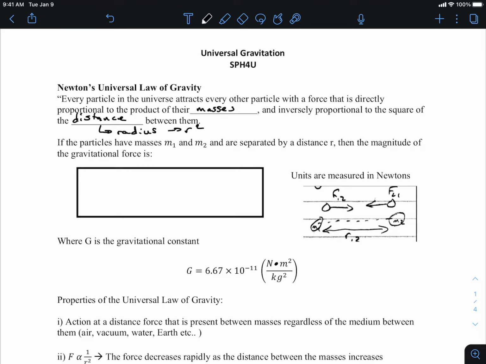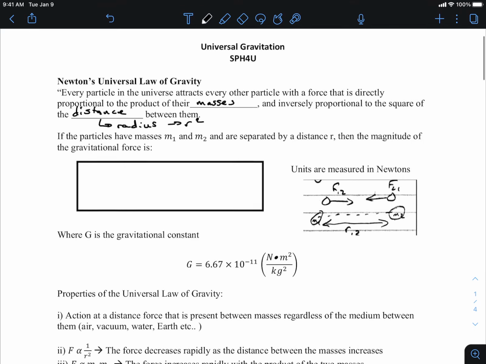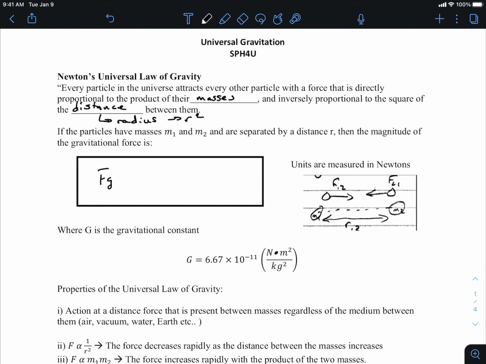So what's the equation look like? Well, the force of gravity that we can feel will be equal to G, which is this gravitational constant that you see there. We're going to have this constant G multiplied by M1 multiplied by M2, the two masses that are experiencing the gravitational force, divided by the radius squared.